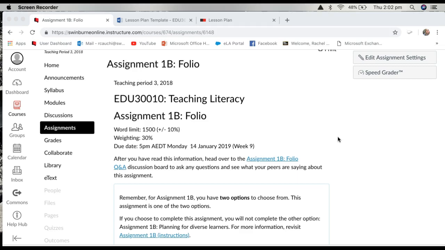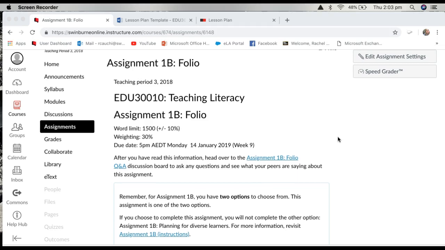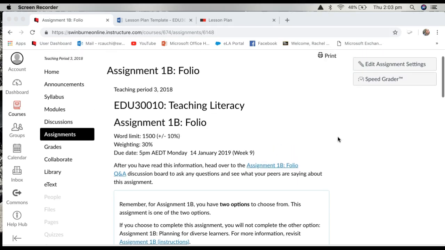This particular folio is weighted at 30% and it is due on the 14th of January, which is week 9, and I know it seems like an awfully long time away, but we want to give you lots of information before the Christmas break and consolidation week, so that you've got plenty of time, if you wish to work on it in that time, that you've got the information available to you.